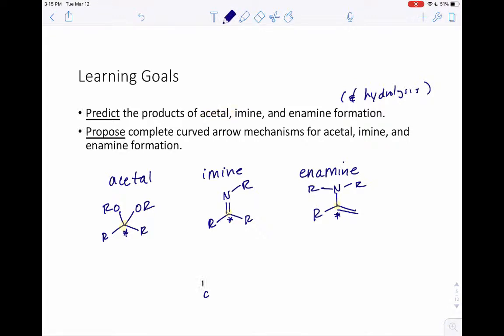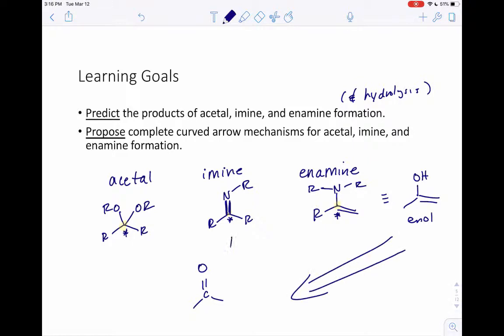Well, carbonyls have 2 bonds to oxygen, right? So does this carbon of the acetal. It has this bond to oxygen and this bond to oxygen. They're just 2 different oxygens. The amine, 2 bonds to nitrogen, which is like oxygen, right? And then finally the enamine, this kind of looks like an enol. And what do enols come from? You got it, carbonyls. So all of these are derived from carbonyls.